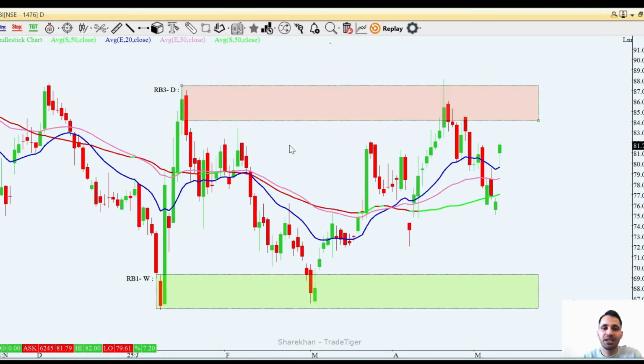That is one thing. Second thing, you would notice that each of the boxes has the time frame written on it. These labels are also very important. So I know a weekly demand zone is stronger than a daily supply zone or daily demand zone.